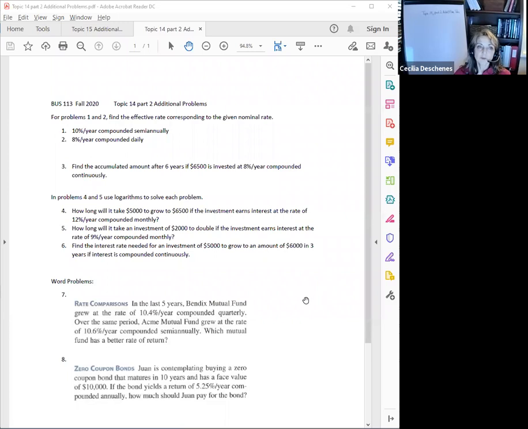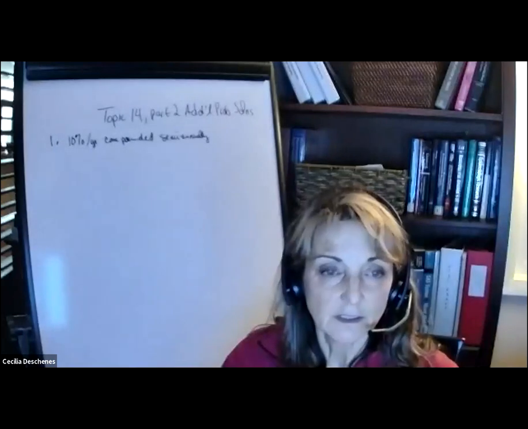So we see here that for problems 1 and 2, we need to find the effective rate corresponding to the given nominal rate. The first problem, number 1, states that the given nominal rate is 10% compounded semi-annually. So this is a nominal rate, a rate per year, compounded semi-annually. Okay, so let's go ahead and figure out how to solve this one.